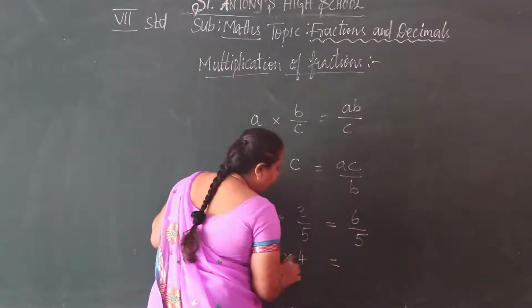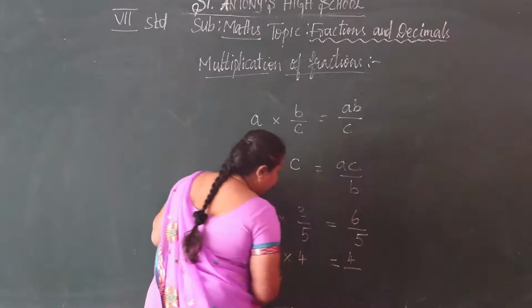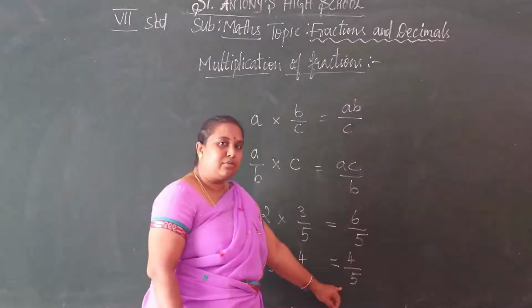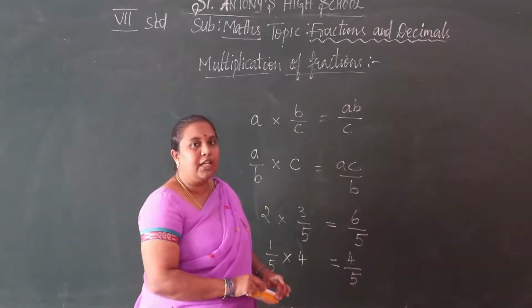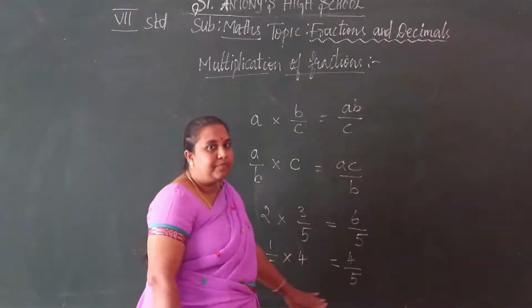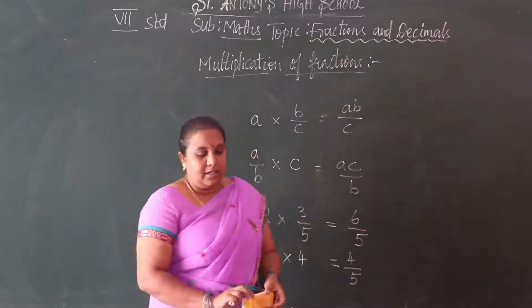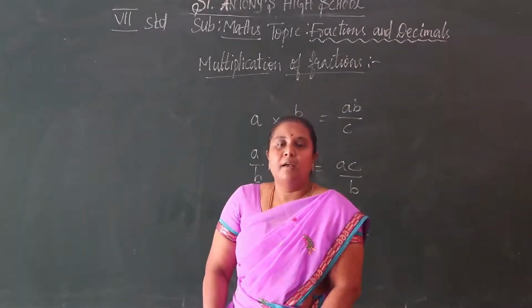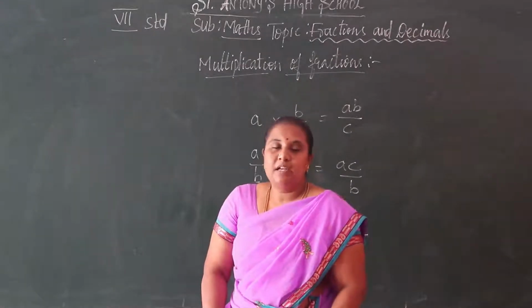That we can have 1 4s are 4, by the numerator we can write, sorry, denominator we can write as it is. Understood, children? This is the multiplication of the fractions. Okay, and then in this we have the pictorial representation.